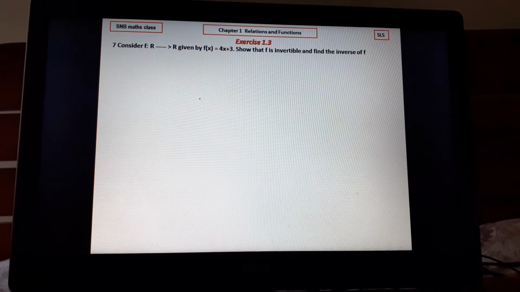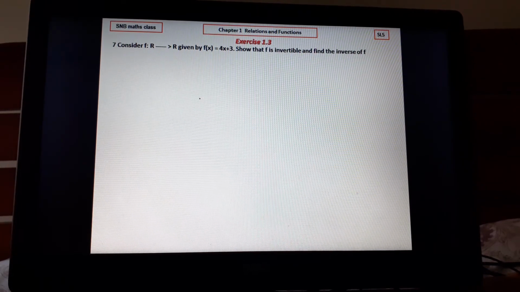In the last class, we have completed the questions up to the sixth one, exercise 1.3, and this is the seventh question. Consider f is a function from R to R given by f of x equal to 4x plus 3. Show that f is invertible and find the inverse of f.